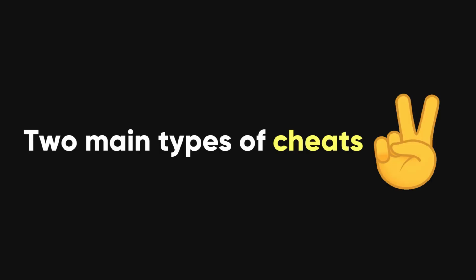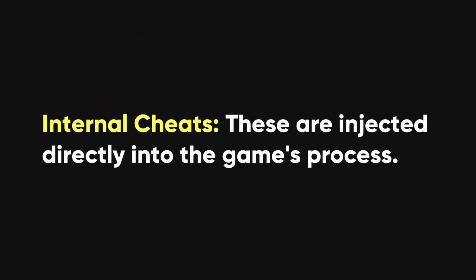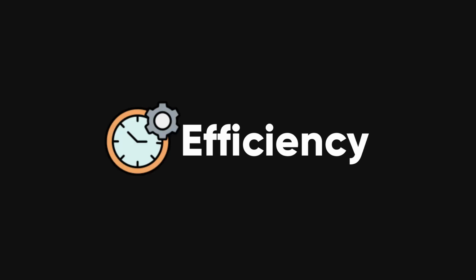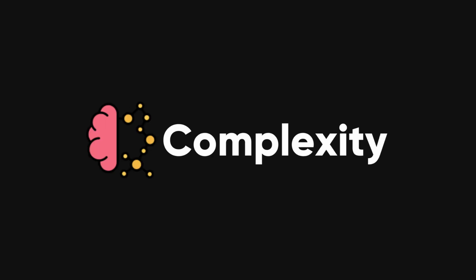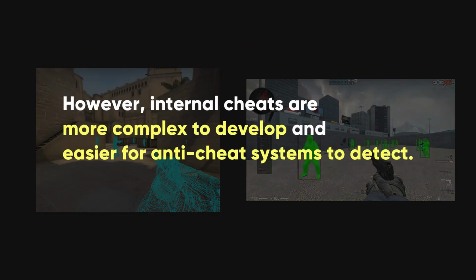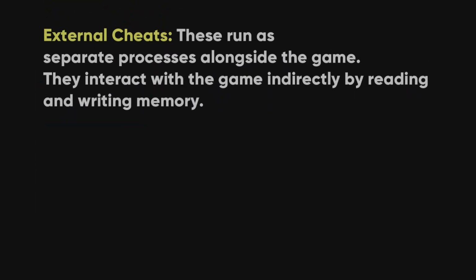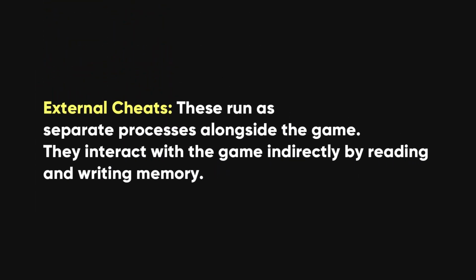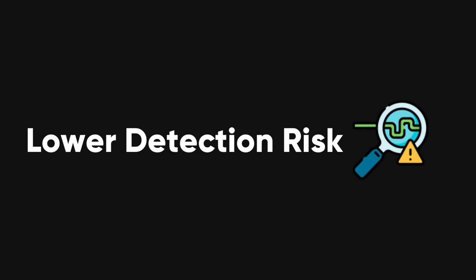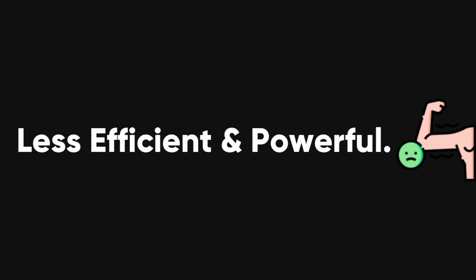There are two main types of cheats: internal and external. Internal cheats are injected directly into the game's process, offering direct access to game functions and variables, efficiency, and complexity for sophisticated features like aimbots and wall hacks with high precision. However, they are more complex to develop and easier for anti-cheat systems to detect. External cheats run as separate processes alongside the game, interacting indirectly by reading and writing memory. They have a lower detection risk and are simpler to develop, but they are generally less efficient and powerful.